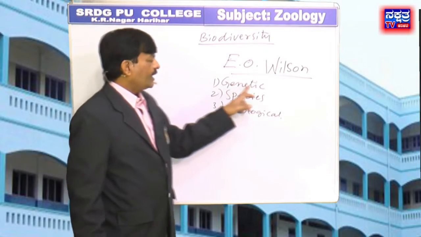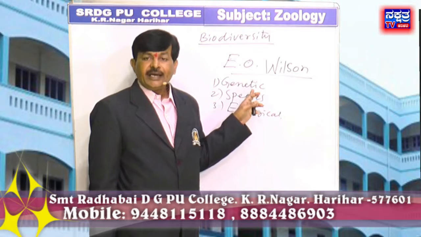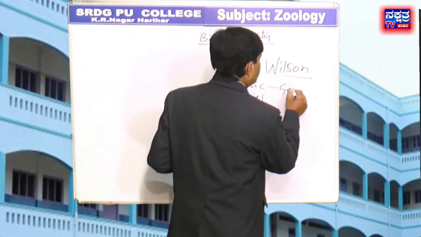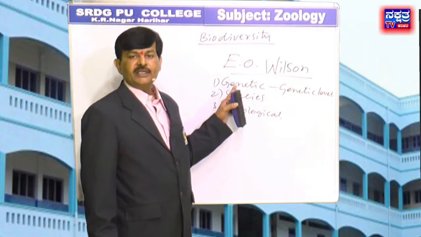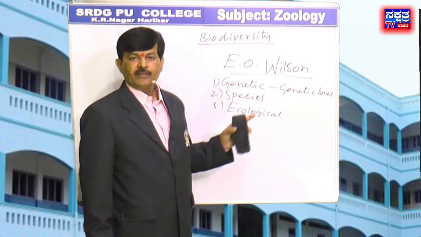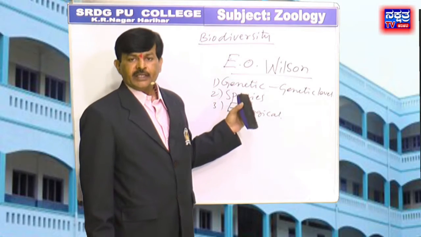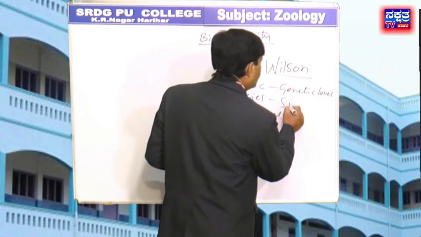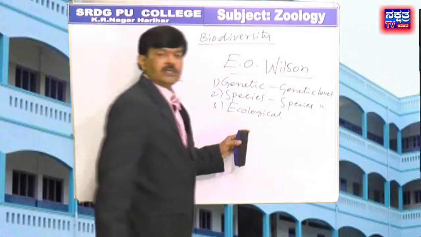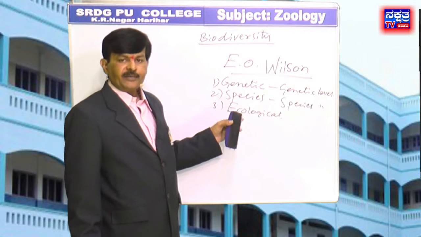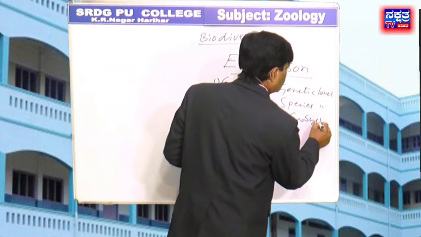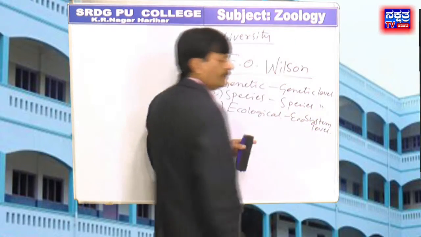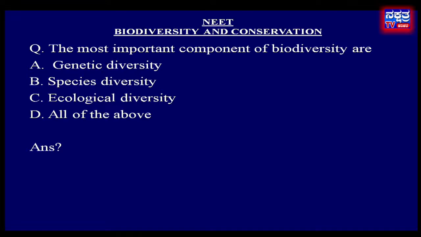Genetic diversity is the diversity at the genetic level, and that type is called genetic biodiversity. Species diversity is nothing but the diversity at the species level. Similarly, ecological diversity is the diversity at the ecosystem level. Therefore, in the given options, D, all of the above, is the right answer.